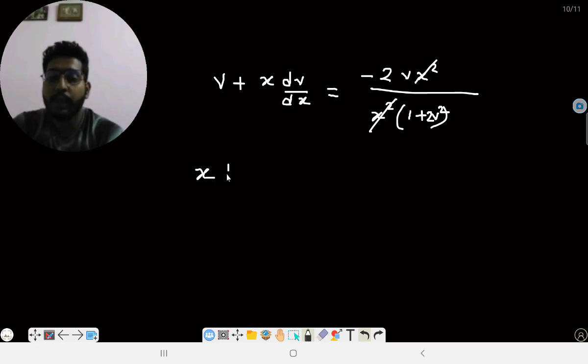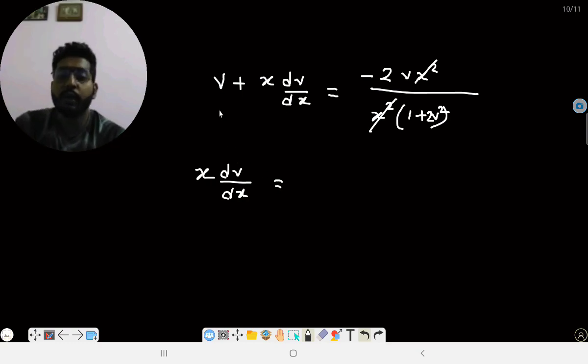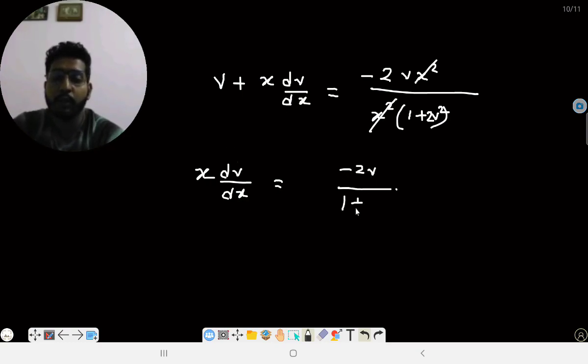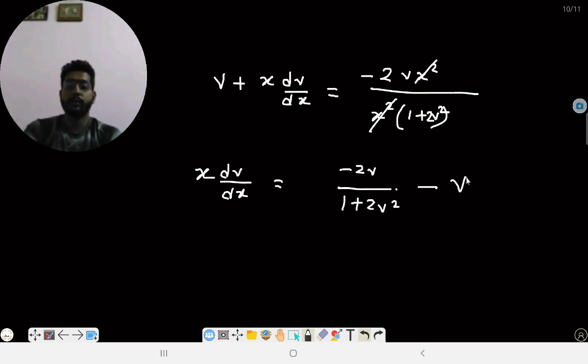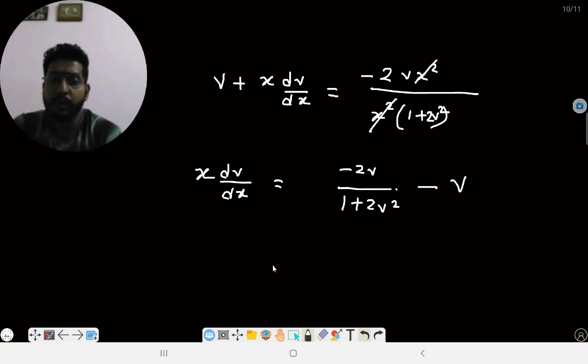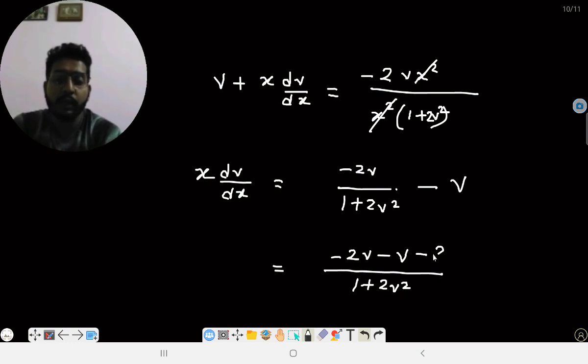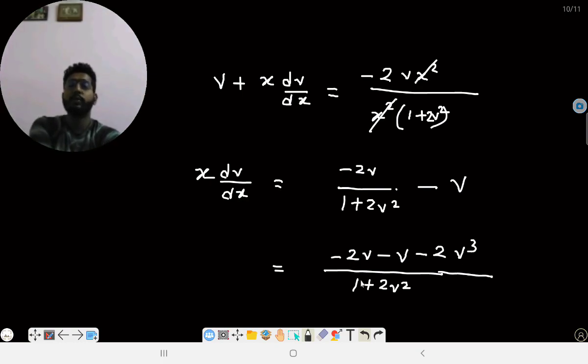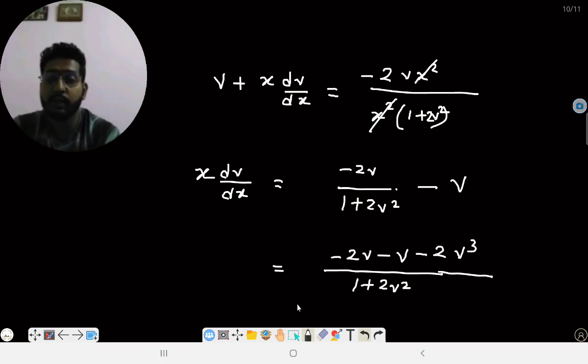So again, x dv/dx. Just simplification. Now v will go to the other side, that means minus 2v by 1 plus 2v² minus v. Then only simplification. Now do the LCM, 1 plus 2v², that will become minus 2v minus v minus 2v³. So here minus 2v minus v, that means minus 3v.